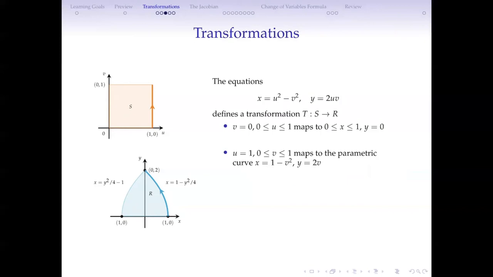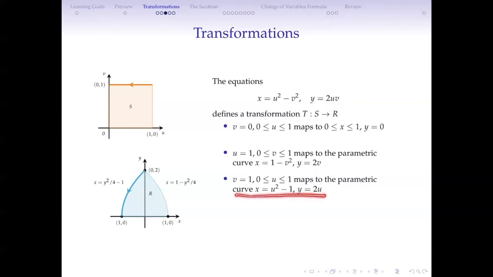What happens next? If we now set v equal to 1 and move from 1 to 0 in u, again, I can go back to the formulas, set v equal to 1, and I get x equals u squared minus 1 and y equals 2u from the formulas up here. Once again, I can eliminate the parameter to see exactly what this curve looks like in the xy plane. So let's just do that.